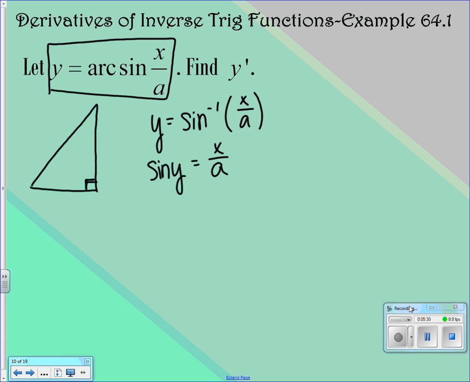And so your angle is y, so I'm going to put it down here at the bottom left. You can put it here at the top if you want, it doesn't really matter. But if this angle is y, the sine of this angle is x over a, your opposite over your hypotenuse. And then, in terms of a and x, this side here would be the square root of a squared minus x squared, using your Pythagorean theorem. And so that is the triangle that we're going to use in order to find the derivative here.